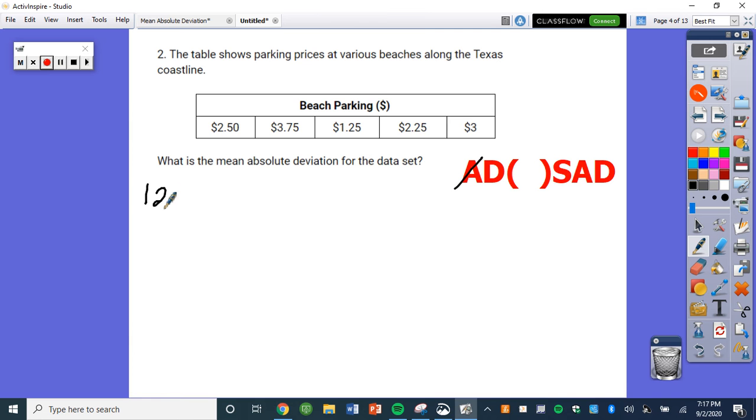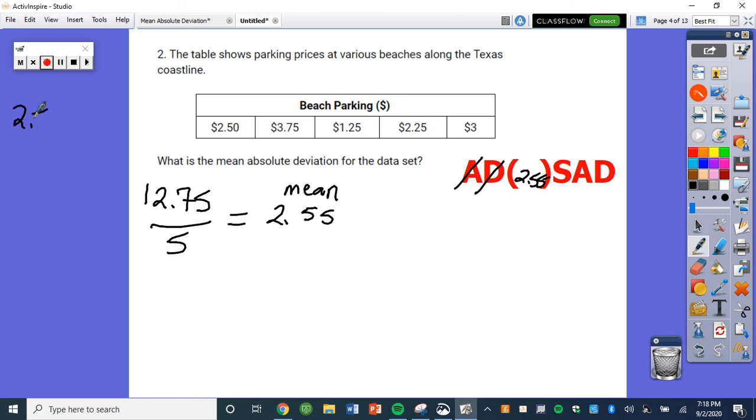$12.75. And now we've got to divide. There's 5, so we're going to divide by 5. Okay, and that gives us $2.55. And so we put that in parentheses, in our parentheses spot. And now we're going to take each data point and subtract our mean. So this is our mean right here. Remember, we're taking the absolute value of that as well.